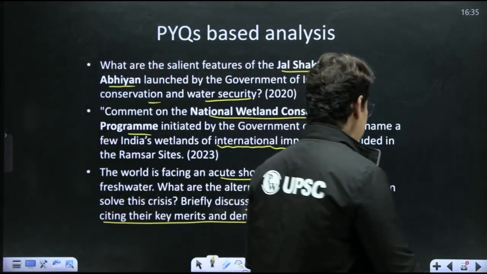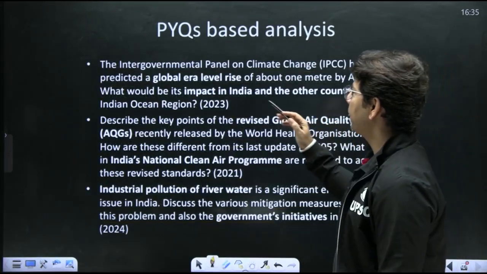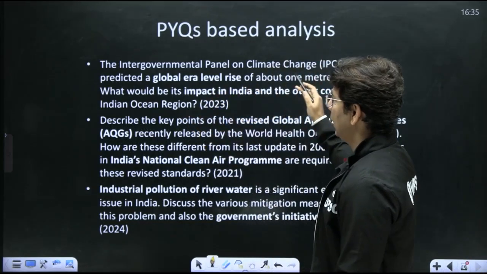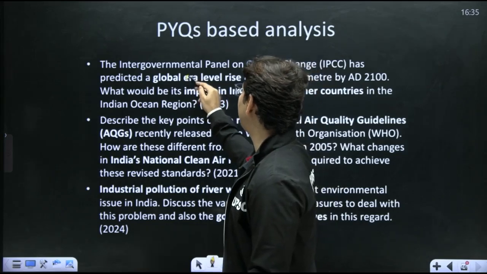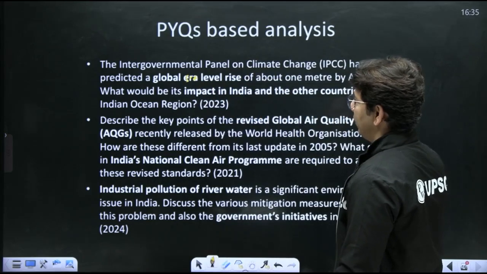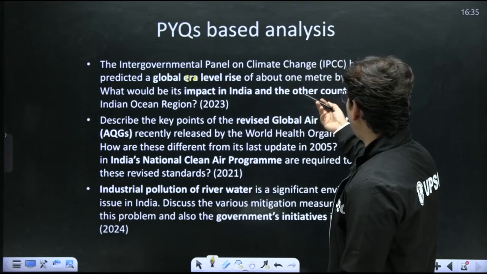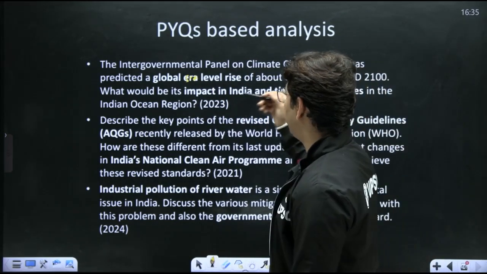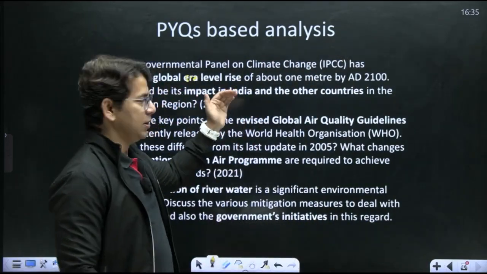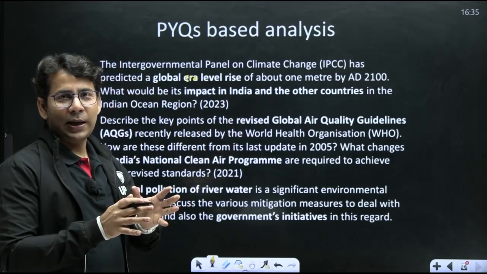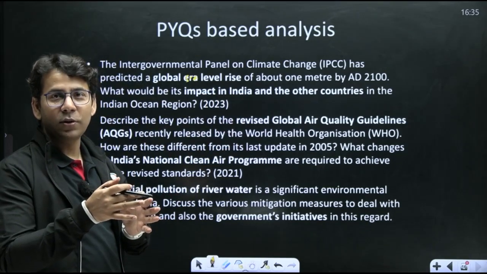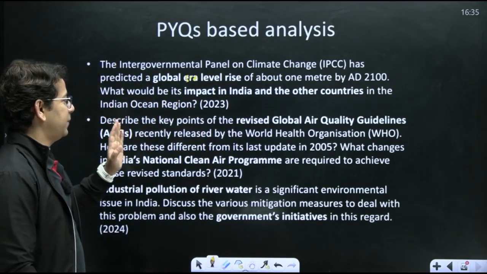Similarly, if we go with another question, the Intergovernmental Panel on Climate Change, IPCC, has predicted a global sea level rise of about 1 meter by AD 2100. Impact in India and the other countries in the Indian Ocean region. So geography and climate change put together, and then there is a hint of disaster and its management also, and then we have to frame the answer for that.